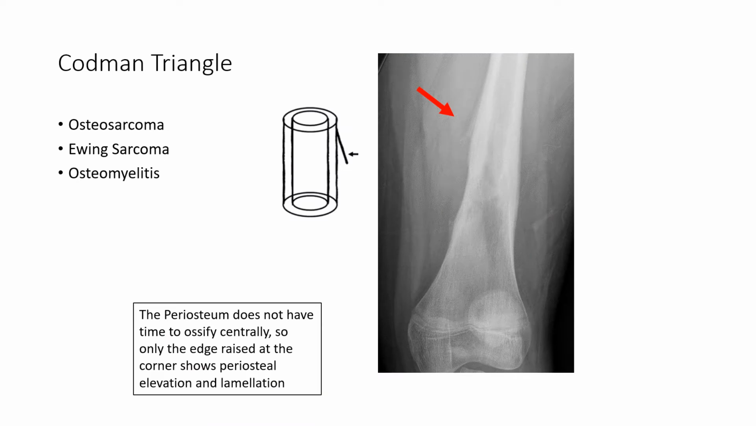The Codman Triangle occurs where the periosteum lifts just at the origin of the tumor. The periosteum holds on at the origin as it lifts. Sometimes the tumor destroys the new periosteum that has formed, creating an elevated lamellation just at a corner known as Codman's Triangle, described by Codman. This occurs in osteosarcoma, Ewing sarcoma, and osteomyelitis. Again, it's a ubiquitous concept that the periosteum is raised or lifted, creating a triangle. It could occur in many scenarios, but most commonly occurs in these.